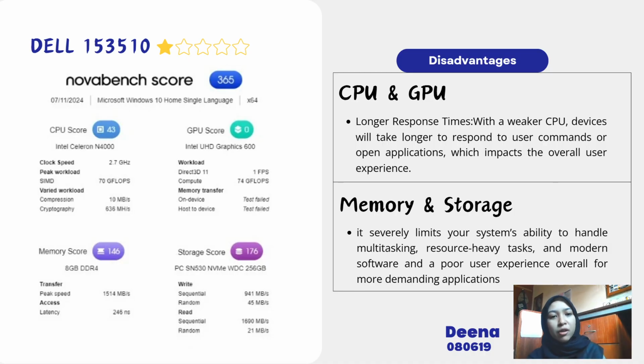And for the memory and storage, a weak CPU greatly restricts your system's ability to handle multitasking, running multiple applications at once, or performing resource-heavy tasks like video editing, gaming, or data analysis. It also struggles with modern software, which tends to require more processing power. As a result, users experience lower performance, more lag, and frustrating delays when using demanding applications.